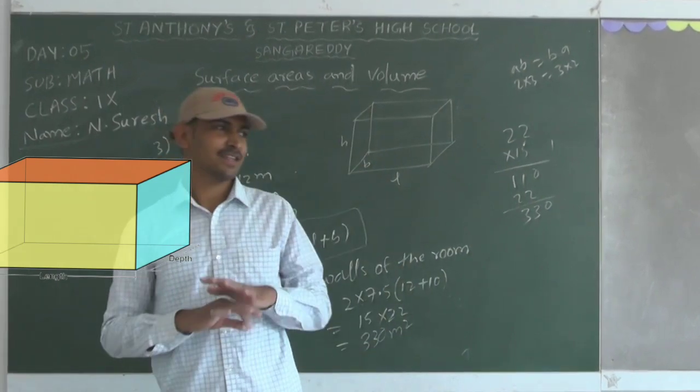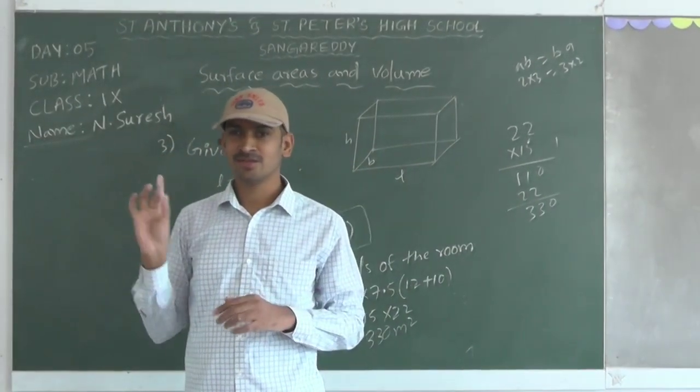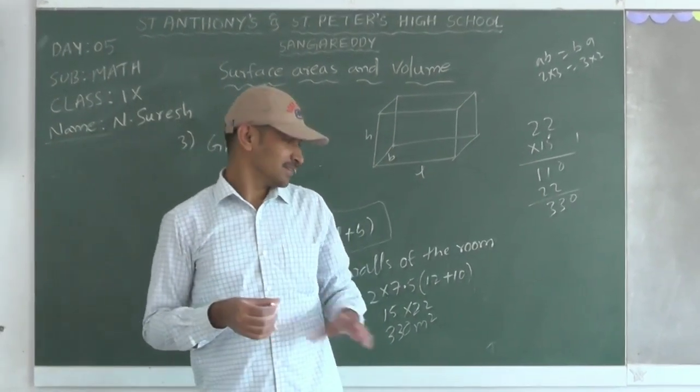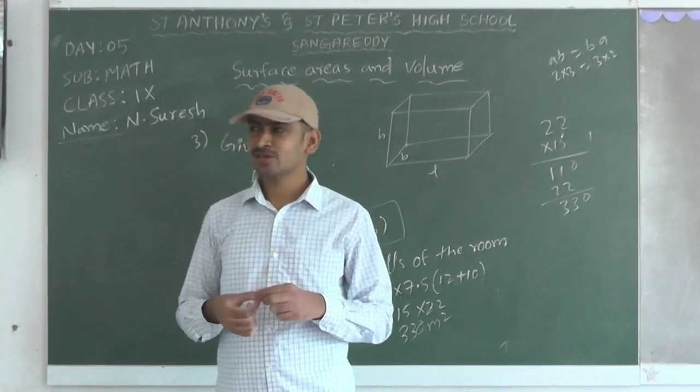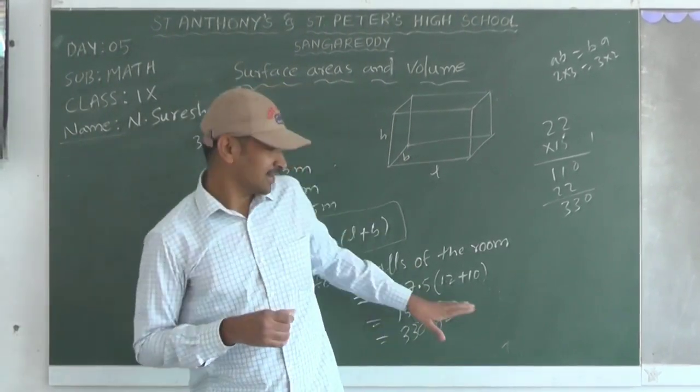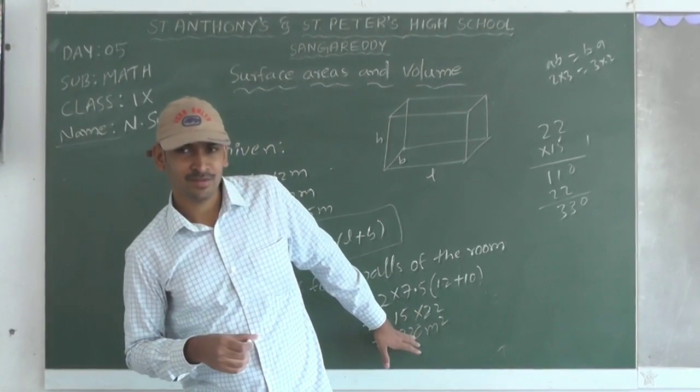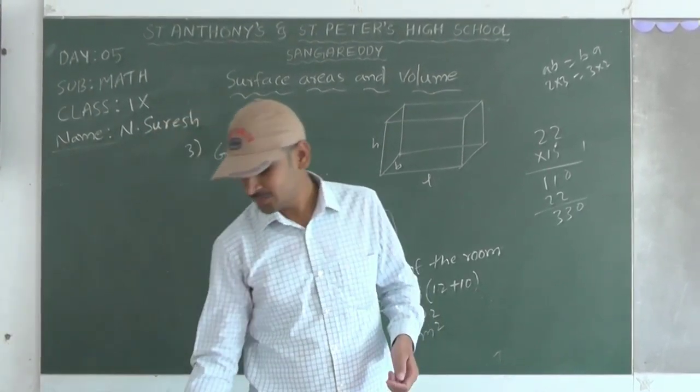What is the condition given? There are no windows, there is no door. But in real life there are. Suppose if you take windows and doors, we have to remove that area. We are left with the remaining area of the walls. So next problem.